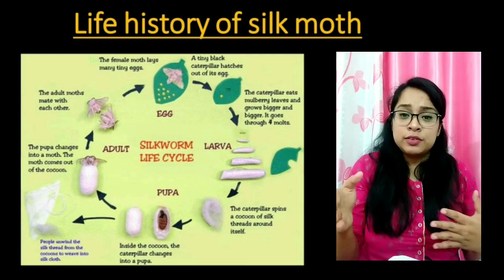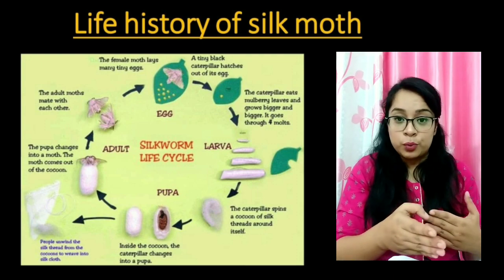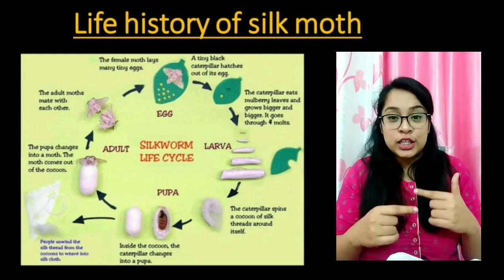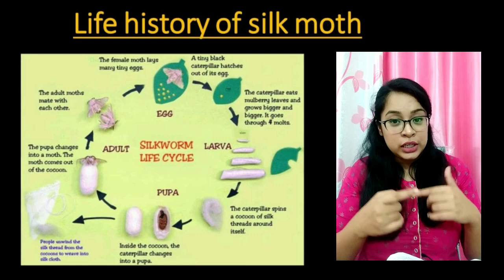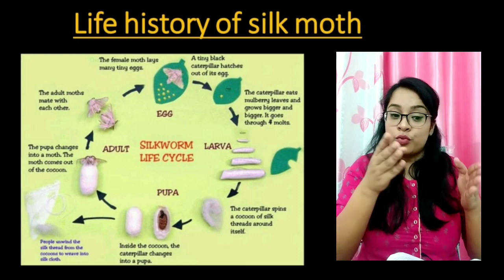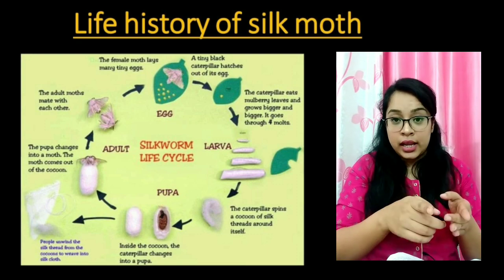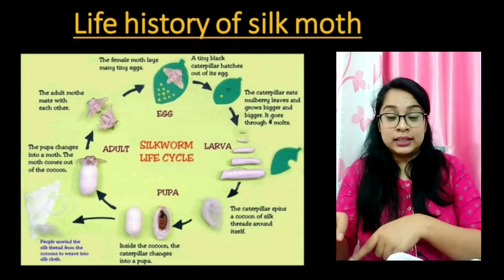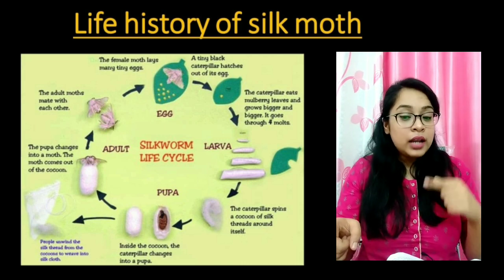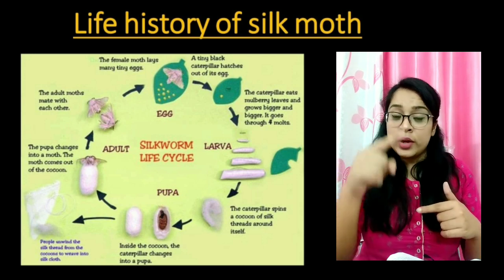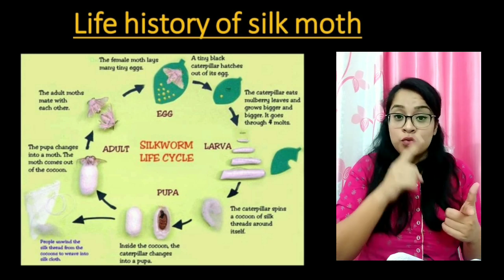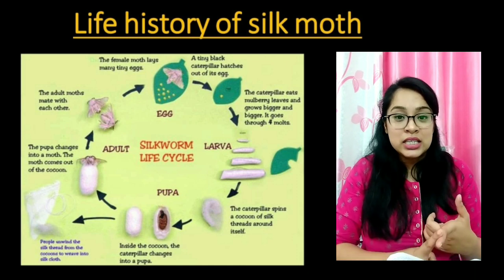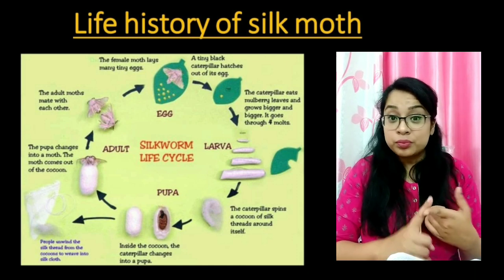See, this life cycle is similar for butterflies also. So they have metamorphosis. Metamorphosis means changing of shapes or changing of forms. So from the egg to larva to pupa and then to adult. Now we will learn which stage is important for the production of silk. For the production of silk, we need the cocoon.